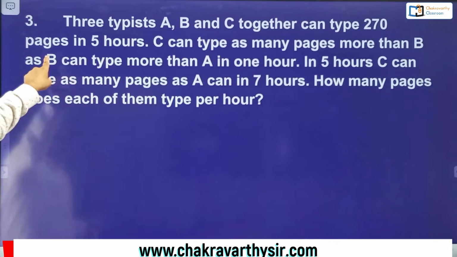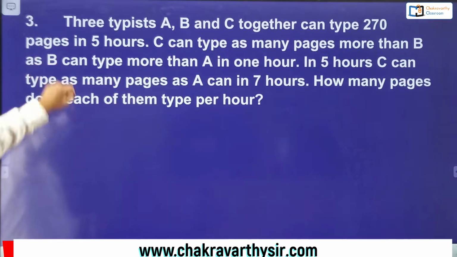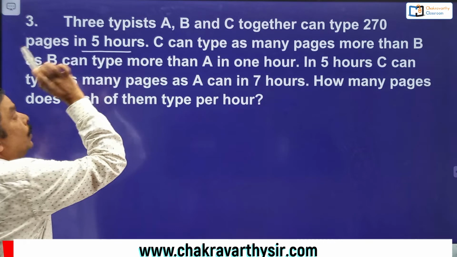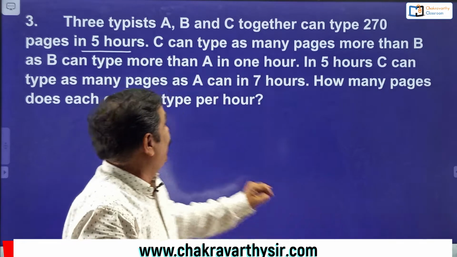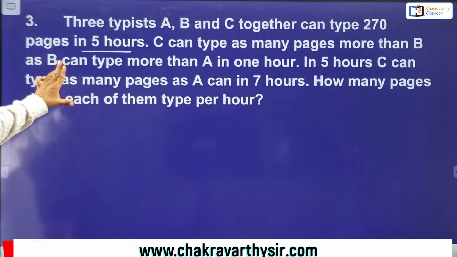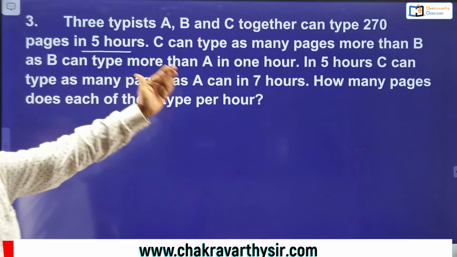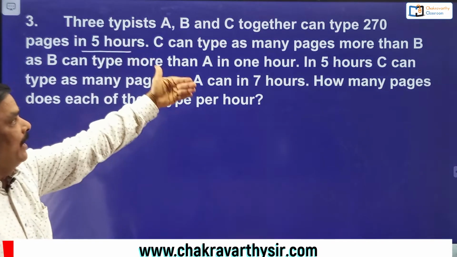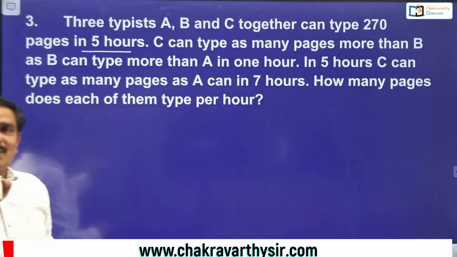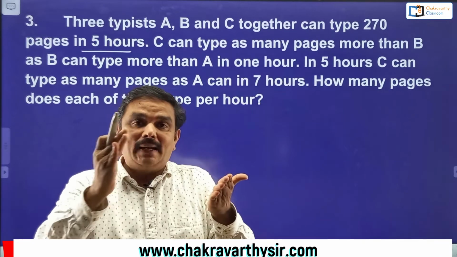Okay, now what they have given: 3 types A, B and C together can type 270 pages in 5 hours. One clue. This is a very important clue. 270 pages can be typed by A, B and C together in 5 hours. Then C can type as many pages more than B as B can type more than A in 1 hour. Very important clue. They have given the comparison among A, B and C.